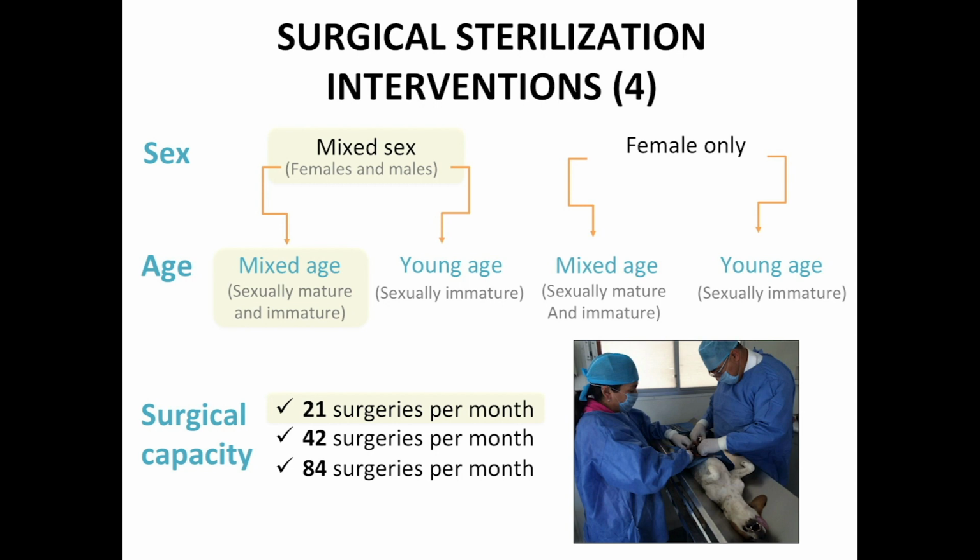Currently, the Ministry of Health in this community uses a mixed sex, mixed age approach, which means that when they have a spay and neuter clinic, they welcome both female and male dogs of any age. And they perform on average 21 surgeries per month.